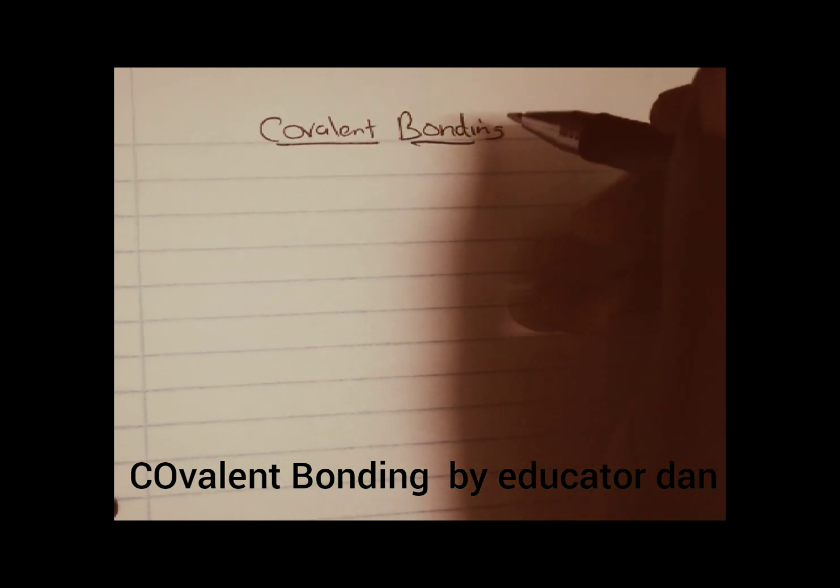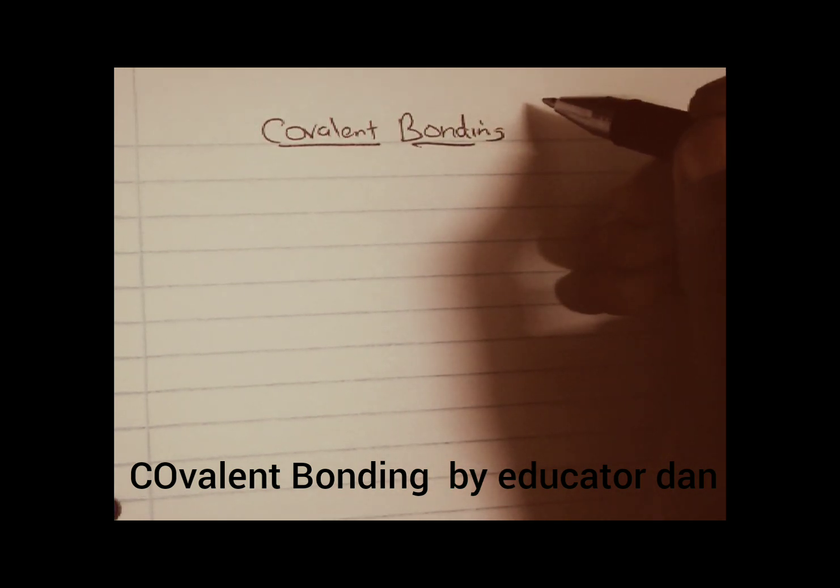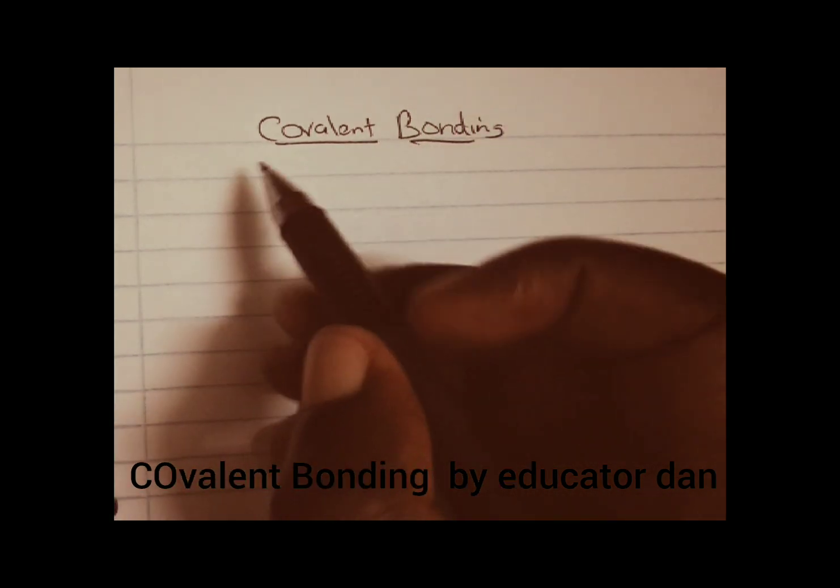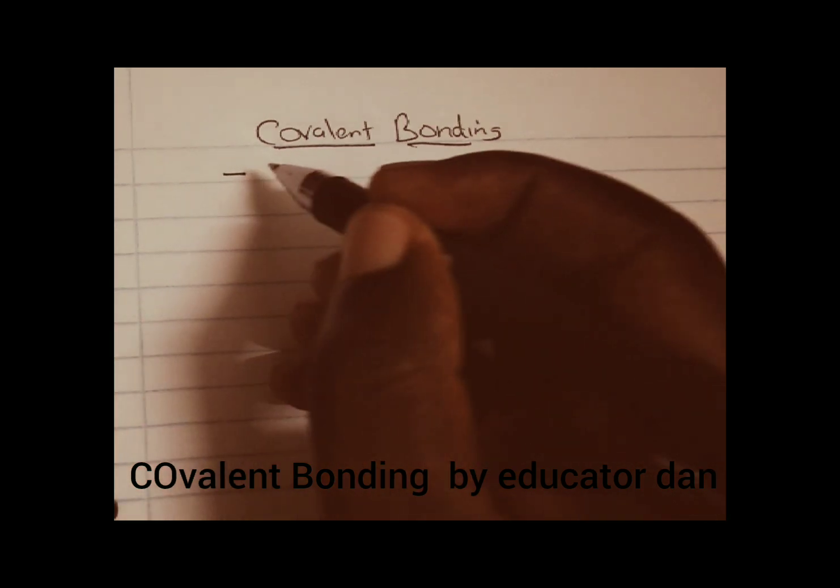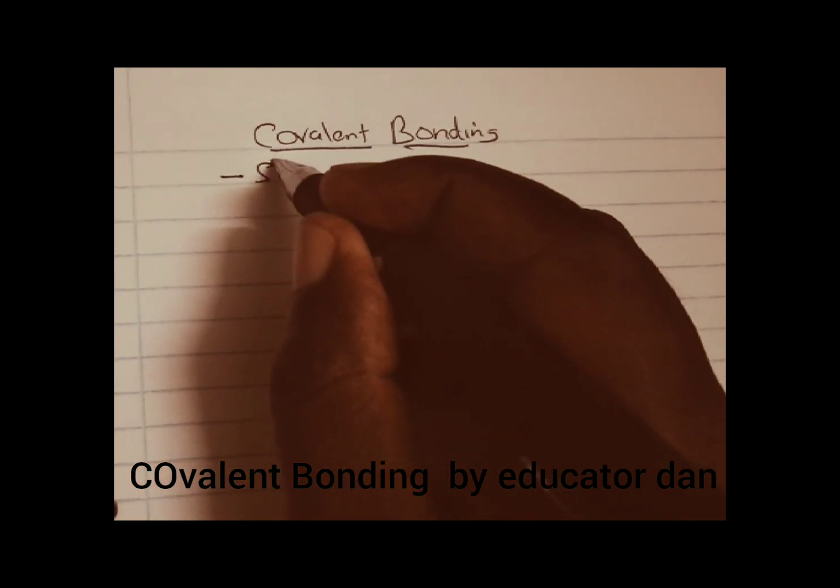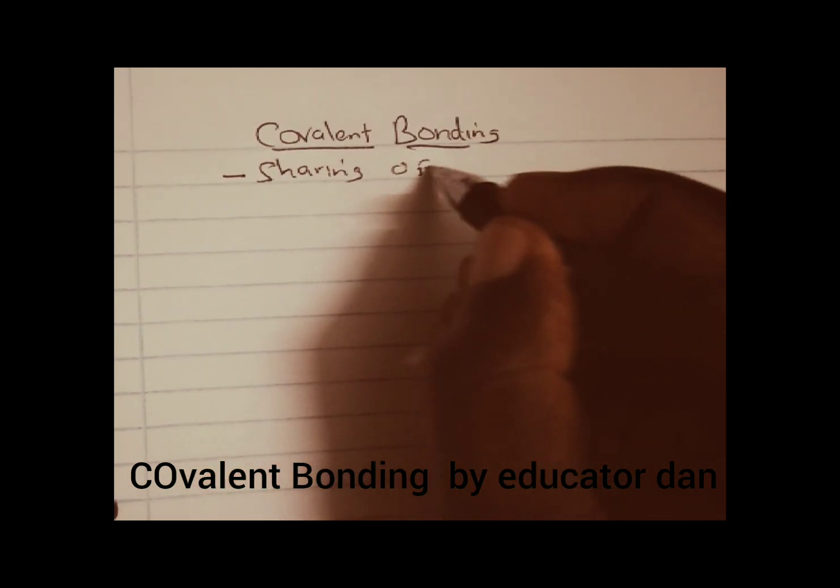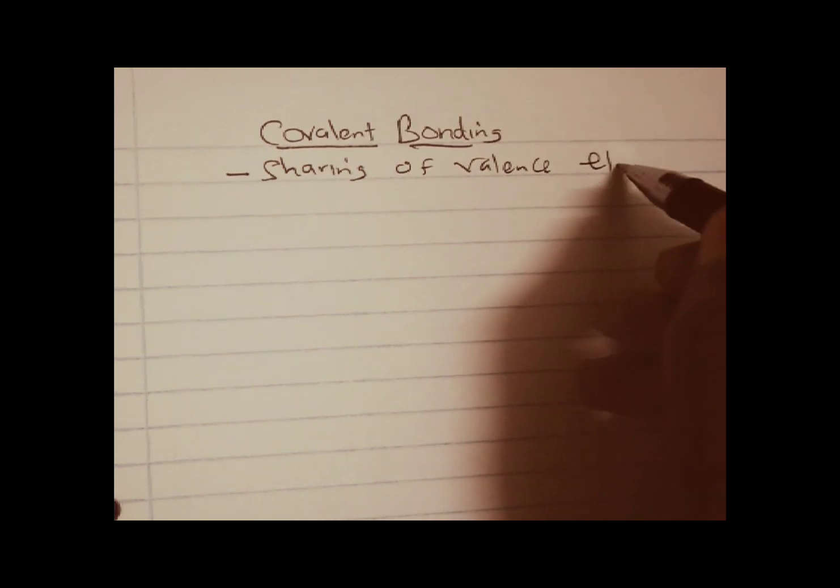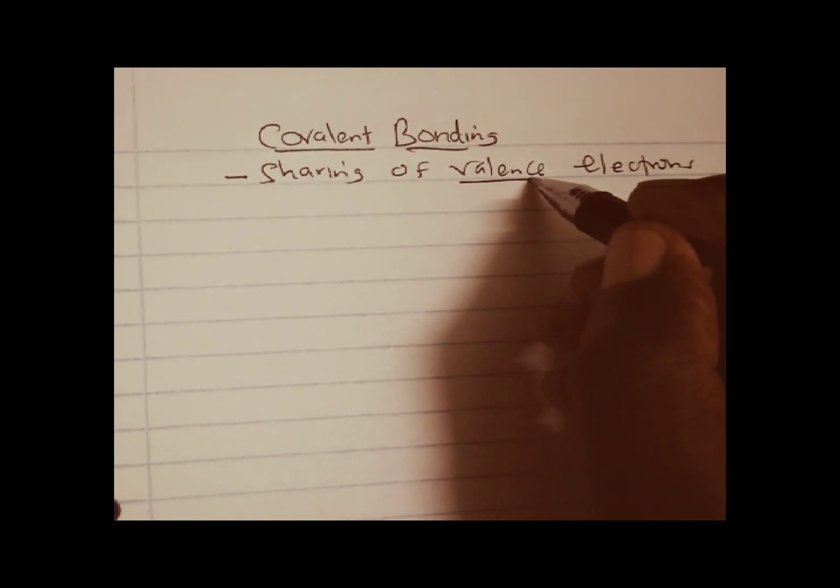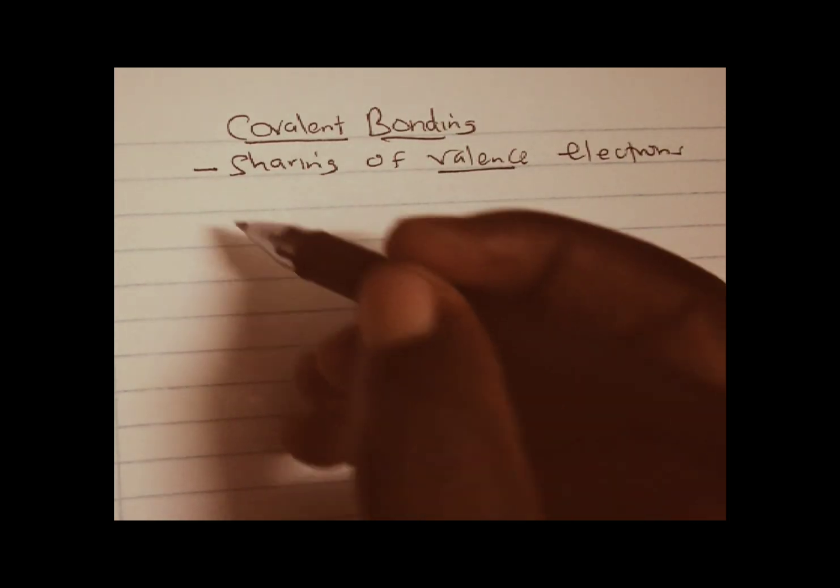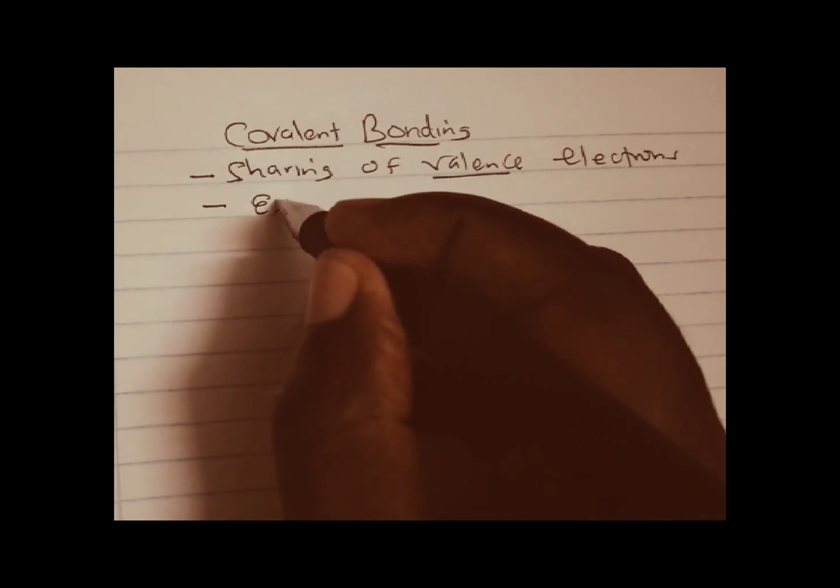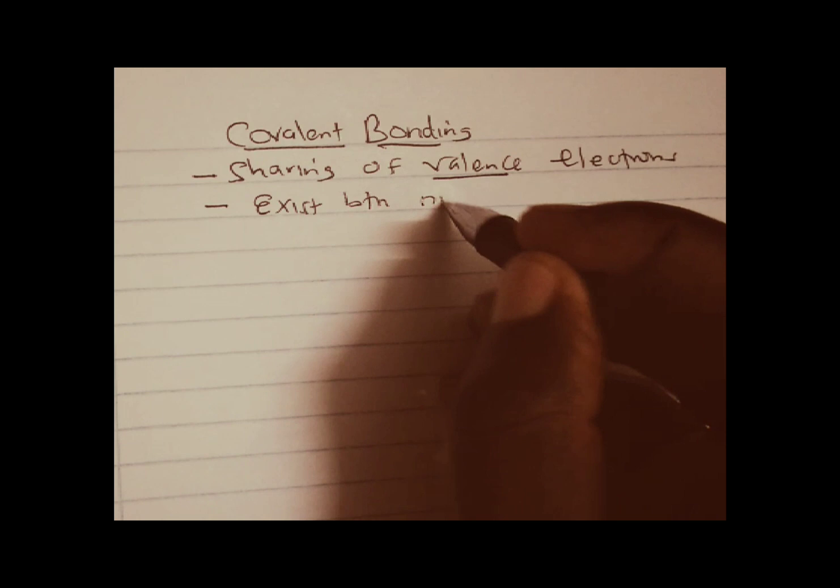Welcome to this discussion. Today we are looking at covalent bonding. Previously we talked about ionic bonding, where we said that an ionic bond is a bond formed when there is complete transfer of valence electrons, and that an ionic bond exists between metals and nonmetals. Today our discussion is on covalent bonding. We said that a covalent bond is a bond formed when we have sharing of valence electrons, and we said valence electrons are electrons in the outermost energy level of an element. Another thing we said is that a covalent bond exists between nonmetals.